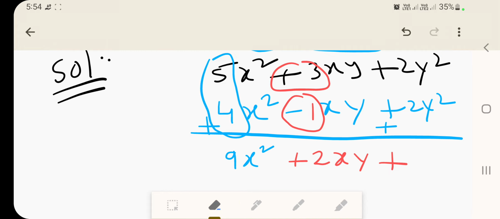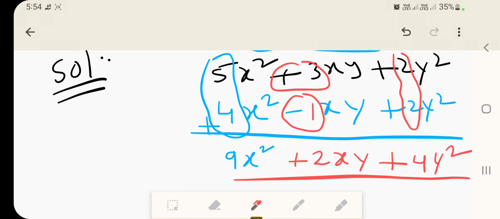Okay, this plus also you can erase, don't confuse, you just have to add. For that purpose I have written plus in all the places. And here we have 2 plus 2, that is 4, and y square as it is we write. So this is the addition or summation of two expressions.